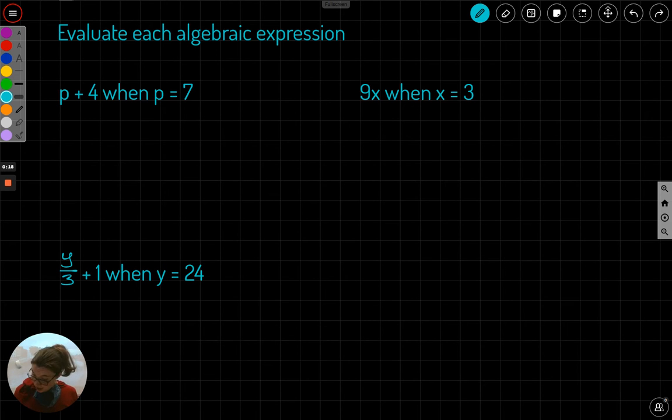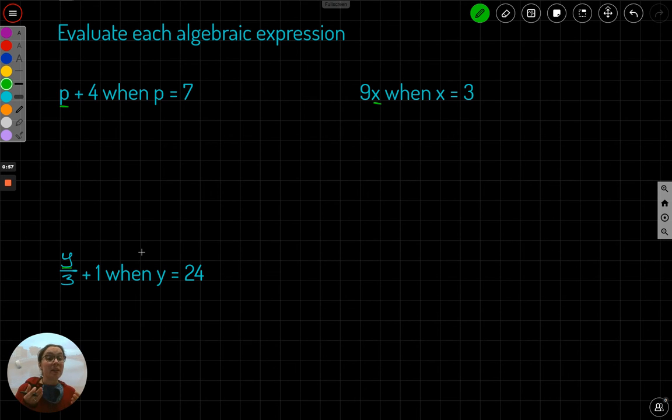In order to solve these expressions that we have here, such as p plus 4 and 9x and 24 over 3 plus 1, we need to do the process that's called substitution. That is where we substitute a value for the variable. We know that a variable like p, like x, like y, is a letter that is representing a number. We don't know what number yet, unless we are told or unless we have an equal sign and can solve it. We'll get to that later.